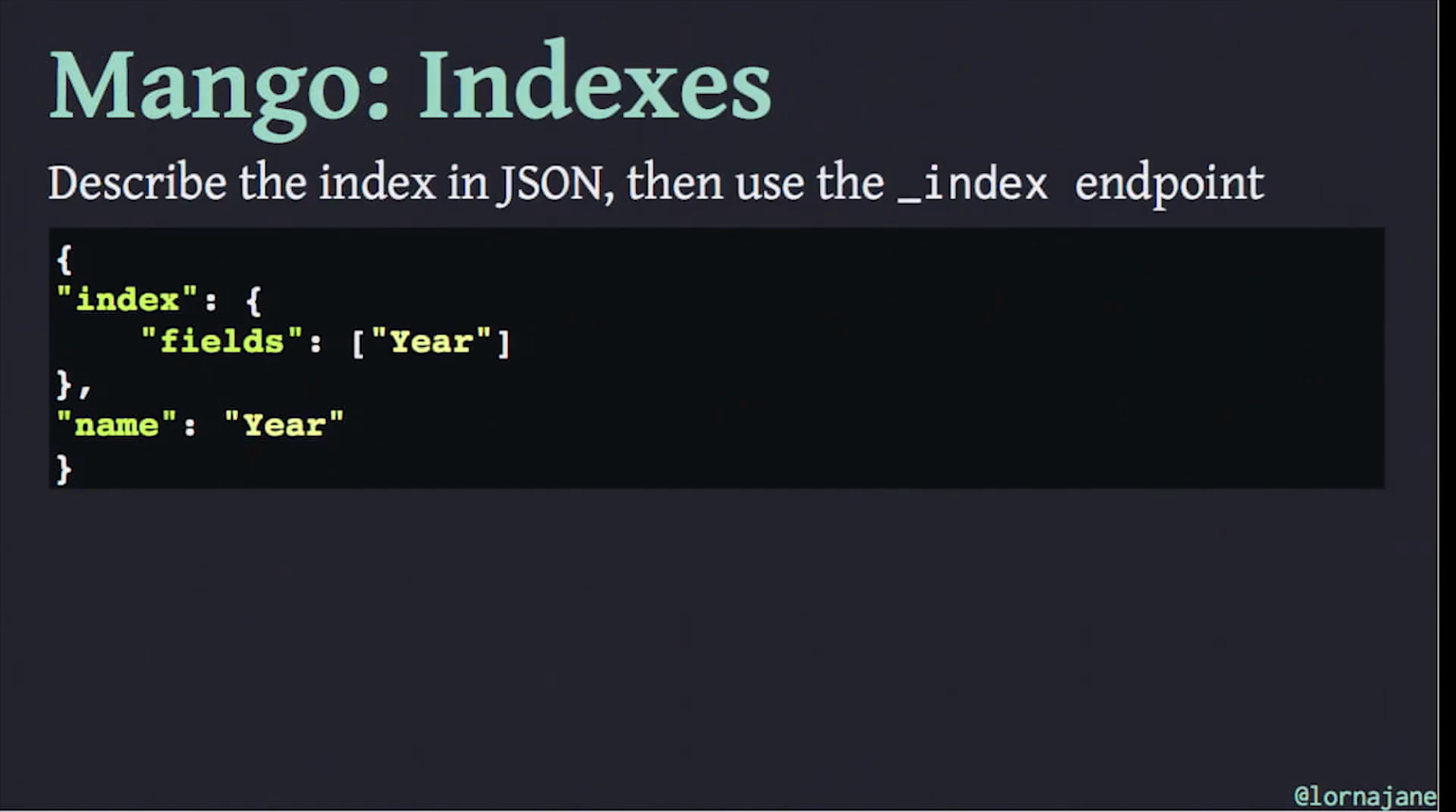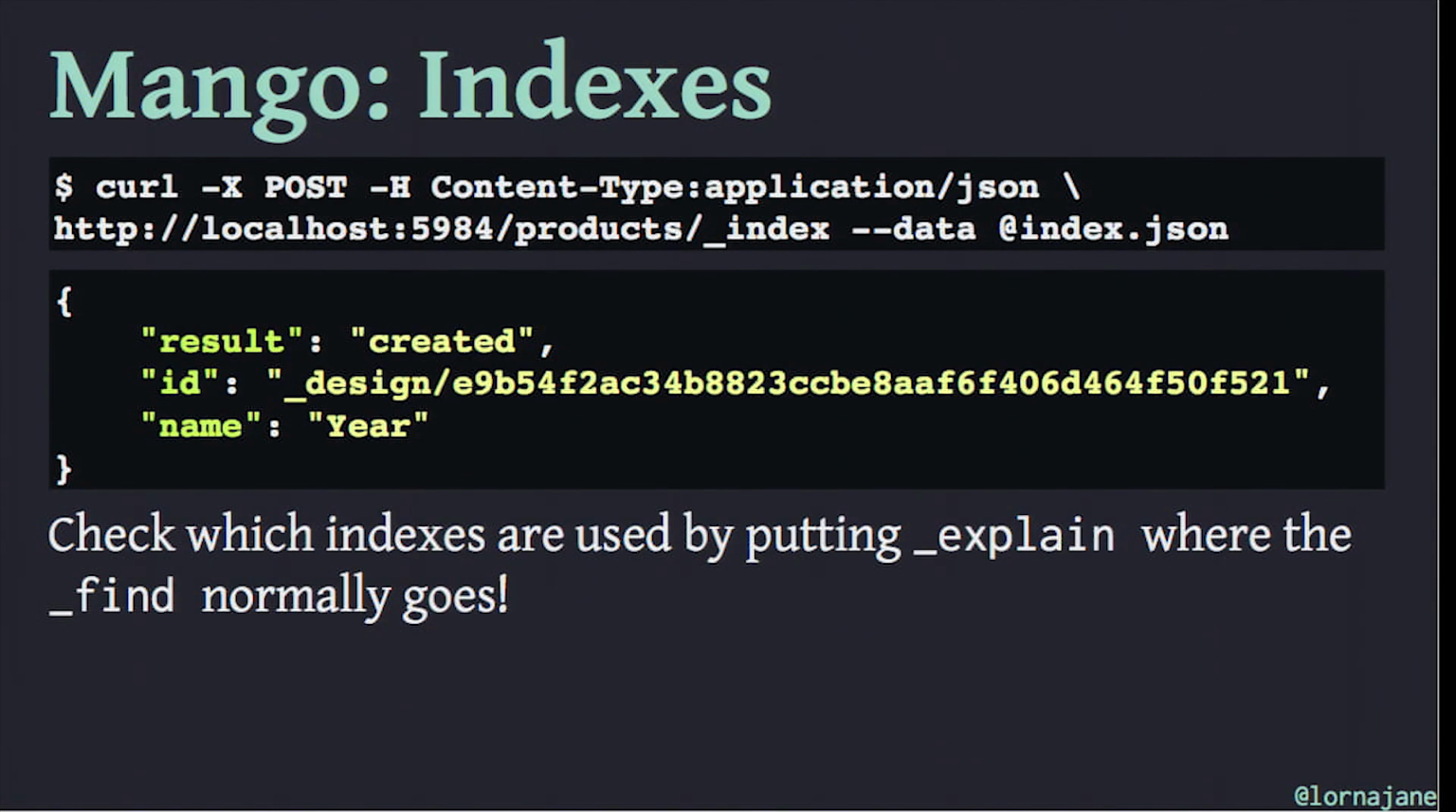Creating indexes is fairly straightforward, because you just say what you want it to be an index on. In this case, my criteria is year, so that's all I need. And I've called it year so that I know what's in it. And you post that to the index endpoint. When you're working with Mango queries and posting to _find, replace the _find with _explain to have CouchDB tell you, these are the indexes I think would be useful. This is the one that I picked. It's normally correct, but when you're debugging, it's really useful to be able to get that explain plan.